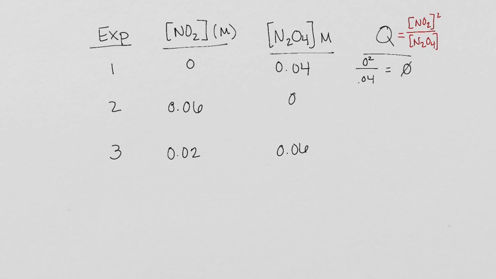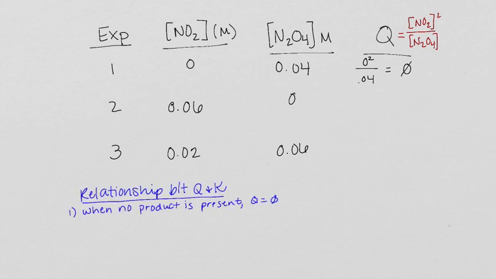So one conclusion we can draw about the relationship between Q and K is that when there are no products present, Q is 0. In our next experiment, we have no reactants. So you can imagine that in this scenario, the reaction has gone to completion. We don't usually see this with equilibrium reactions because we don't use up all of our reactant.